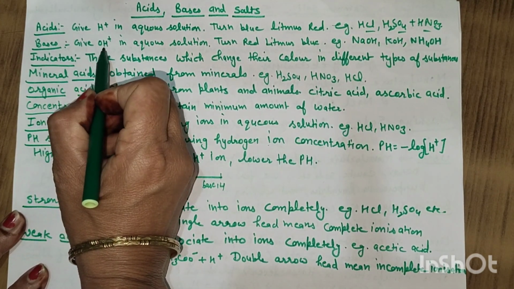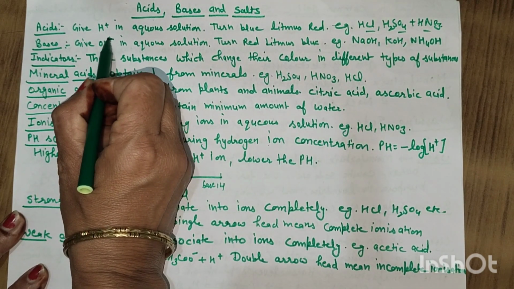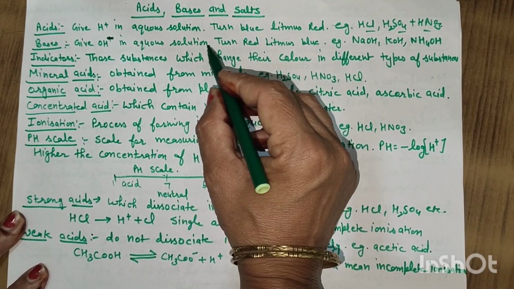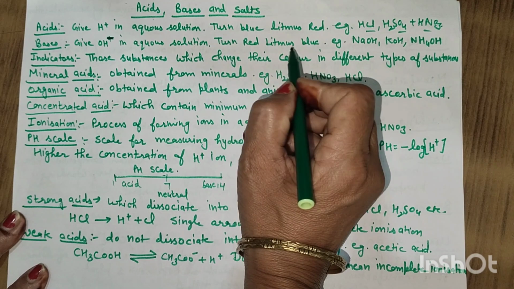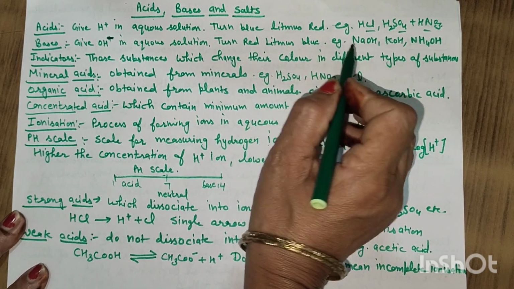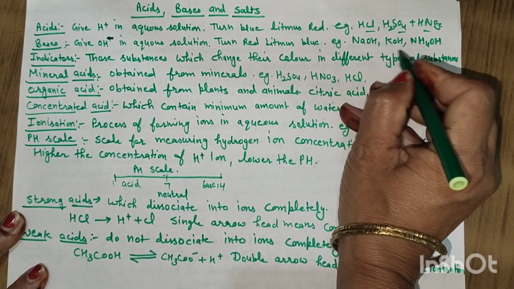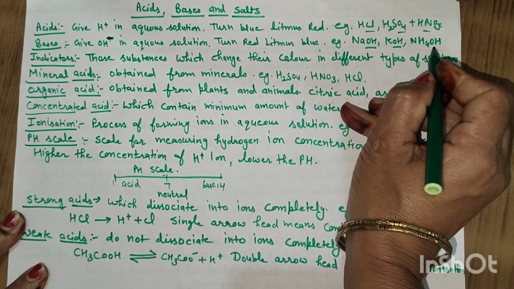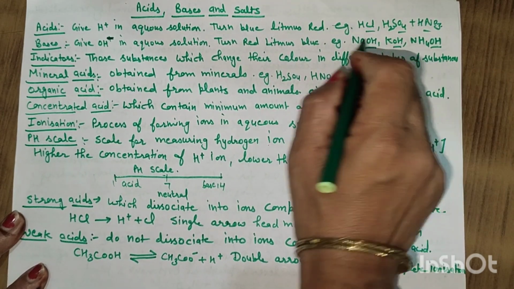Bases are those that give OH ions in the aqueous solution, and they are bitter in taste and they turn red litmus blue. Examples are NaOH, KOH, NH4OH because they release OH ions in the aqueous solution.